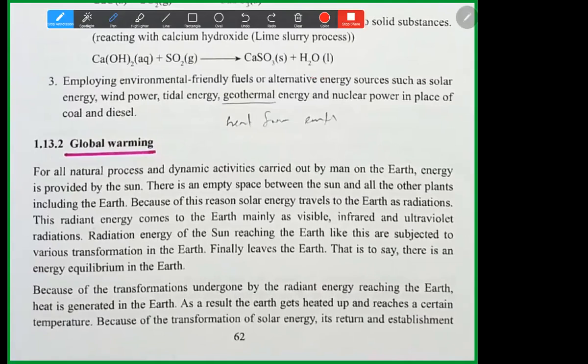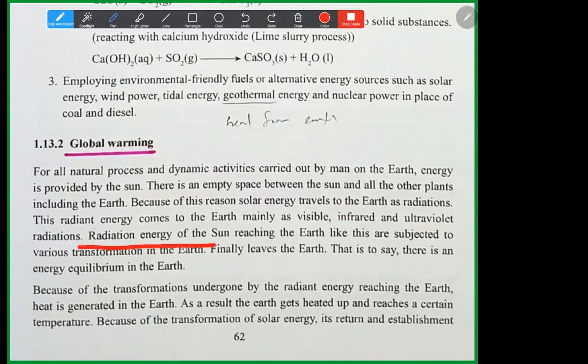All right, global warming. For all natural processes and dynamic activities carried out by man on the earth, energy is provided by the sun. There is an empty space between the sun and all the other planets, including the earth. Because of this, solar energy travels to the earth as radiation, because you know electromagnetic radiation doesn't need a medium. This radiant energy comes to the earth mainly as visible, infrared and ultraviolet radiations.